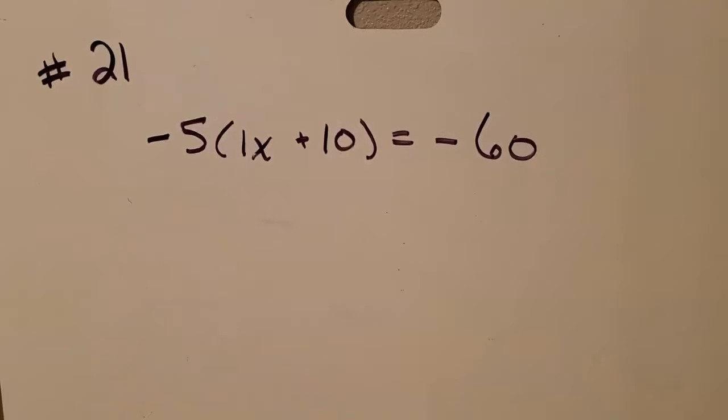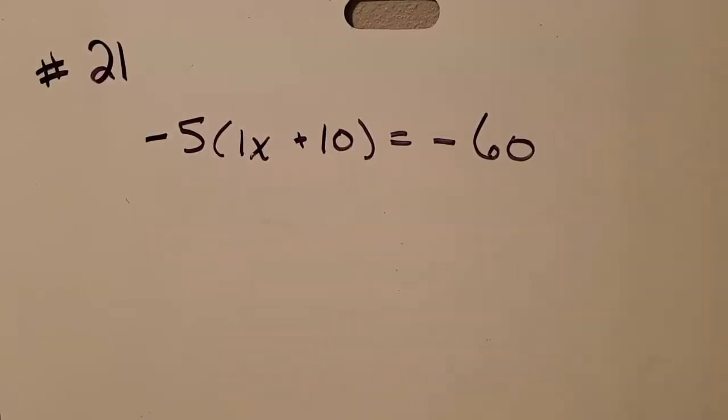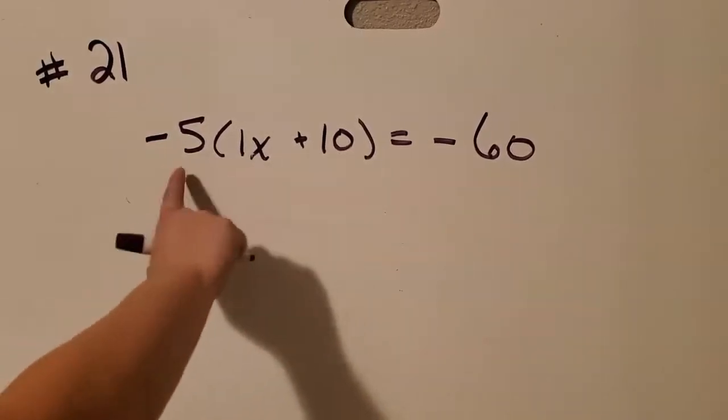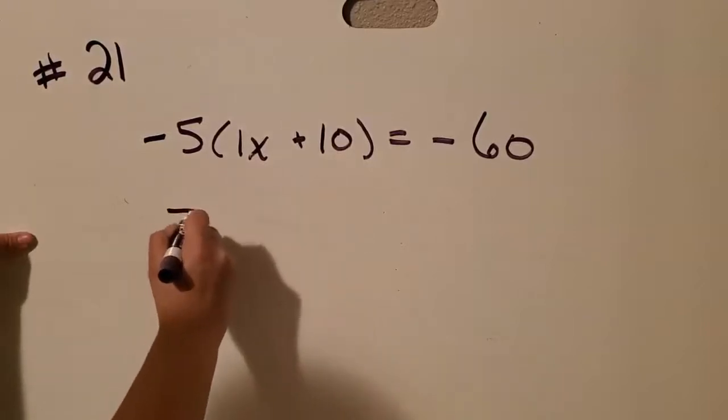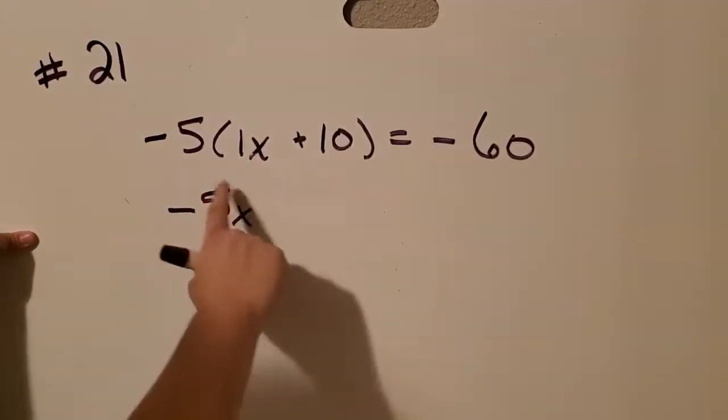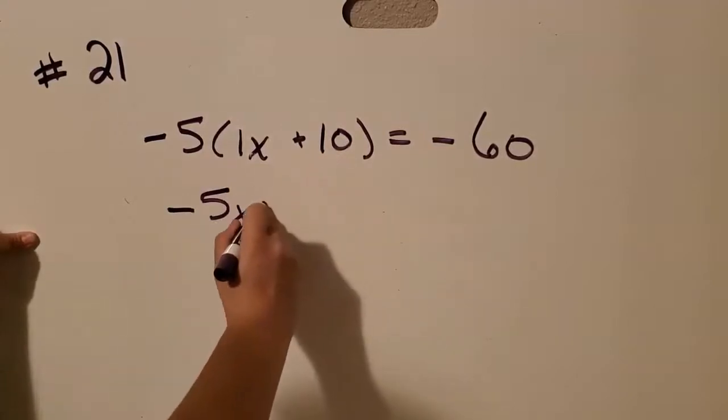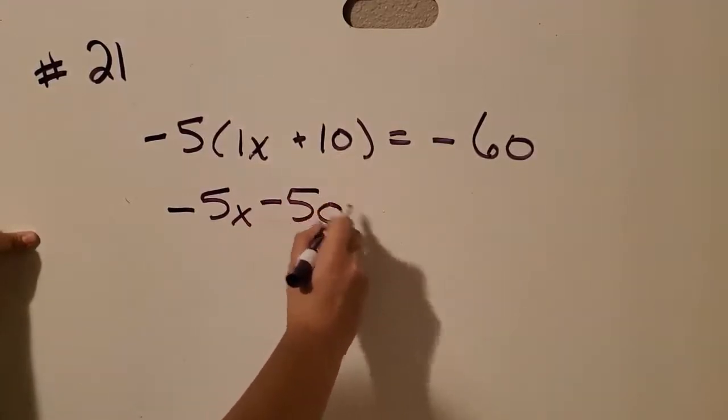I also wanted to work number 21 as an example, because even though this problem looks more complicated, you're still following the exact same steps. So step number 1 is get rid of parentheses. So we're going to get rid of these parentheses by distributing negative 5 to the terms inside. So negative 5 times 1x is going to give us negative 5x. Negative 5 times 10 is going to be negative 50.